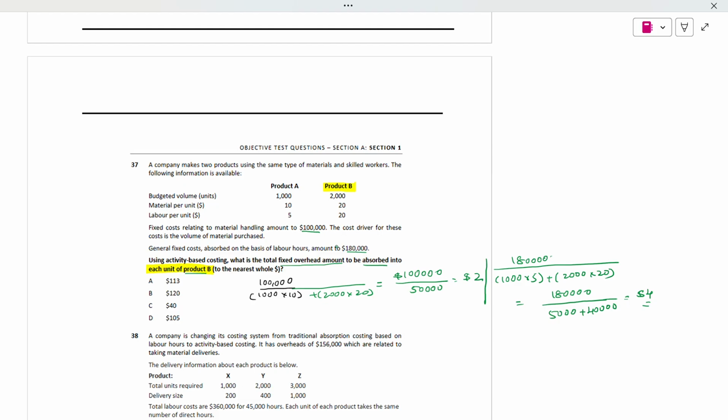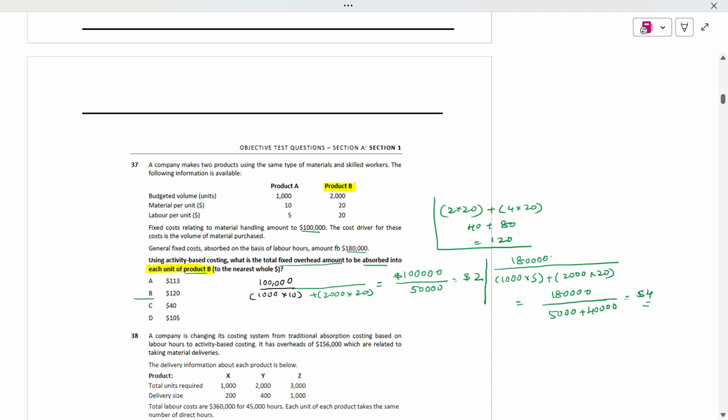Now we multiply by the volume material per unit. 2 multiplied by 2,000 times 20, times 2,000. 2 times 20 plus 4 times 20. You can do that also. 4 times 20 is 80. 40 plus 80 comes to 120.